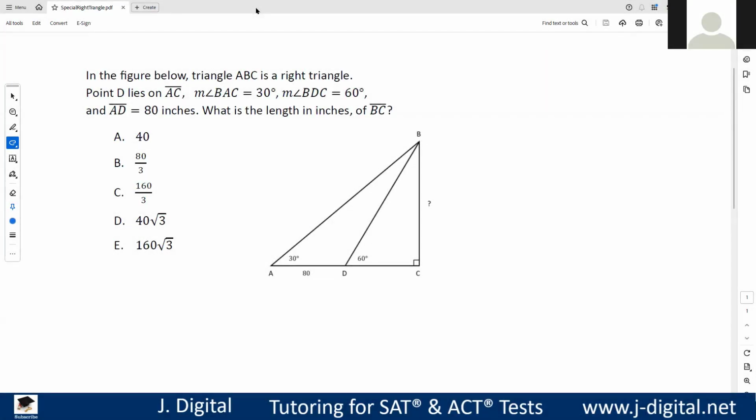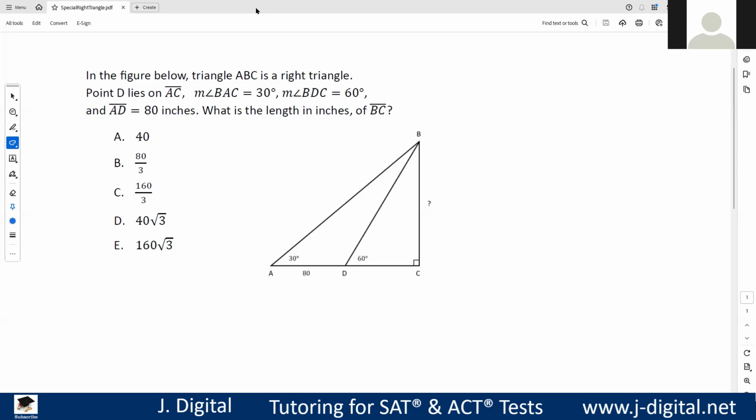All right, let's take a look at this example ACT math problem. The problem says, in the figure below, triangle ABC is a right triangle. Point D lies on AC. The measure of angle BAC is 30 degrees. The measure of angle BDC is 60 degrees, and AD is 80 inches. What is the length in inches of BC?